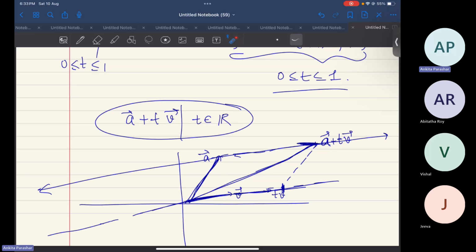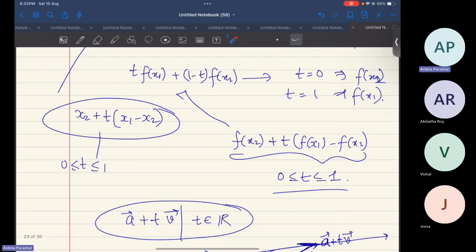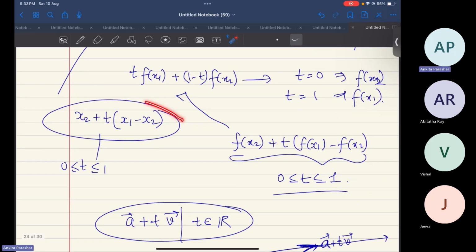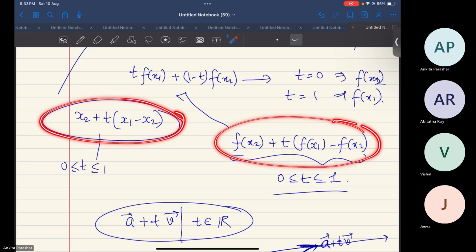Yes. But if I restrict my T to 0 to 1, can you say it's a line joining certain endpoints? Yeah, if T equals 0, it would be A itself. If T is 1, then it is A plus V. So it's a line segment joining A and A plus V, right? Yeah. Let's go here. Now can you tell what is this and what is this?